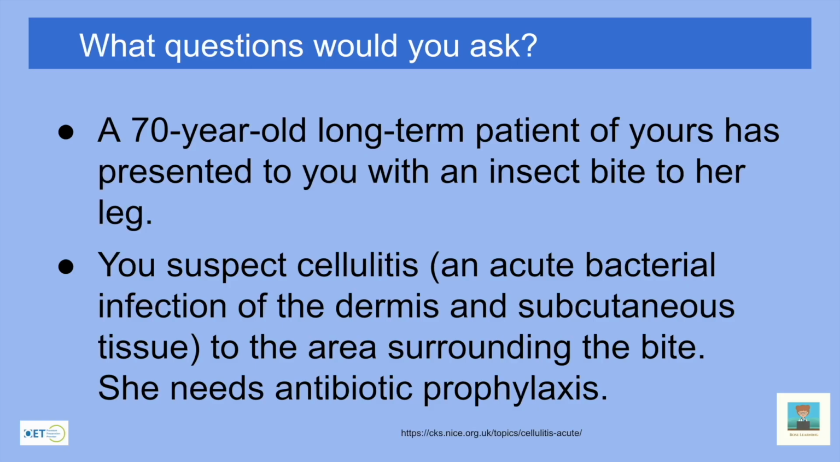So this is the situation that I want you to think about. A 70-year-old long-term patient of yours has presented to you with an insect bite to her leg. That's nothing so strange, and normally, of course, insect bites can be treated quite easily. However, you suspect cellulitis, judging from the appearance of the skin. This is an acute bacterial infection of the dermis and subcutaneous tissue, and you think the surrounding area of the bite has cellulitis. You therefore think she needs antibiotic prophylaxis.